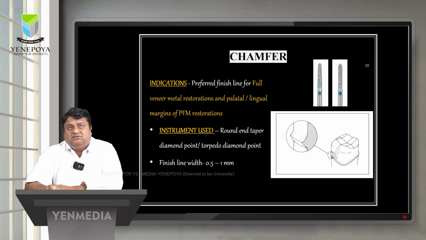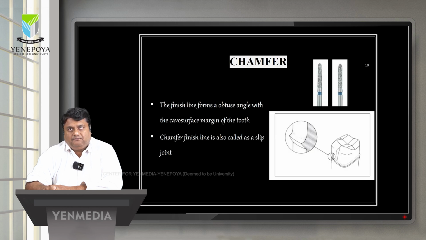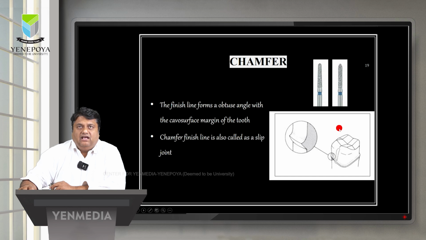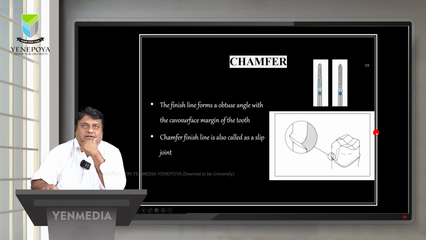So what is the instrument used? It's a round end taper diamond point, or a torpedo diamond point. Again the finish line width is 0.5 to 1 mm. Now this finish line forms an obtuse angle with the cavosurface margin. Okay, it's also called a slip joint. Actually when we see here, it is an obtuse angle. Usually we have a shoulder, it's a straight line, so it's a 90 degree. This is more than that, it's an obtuse angle, and that's why the other name is also a slip joint.